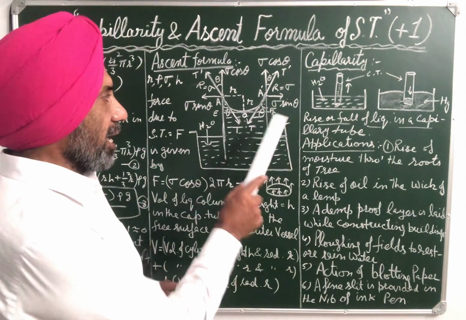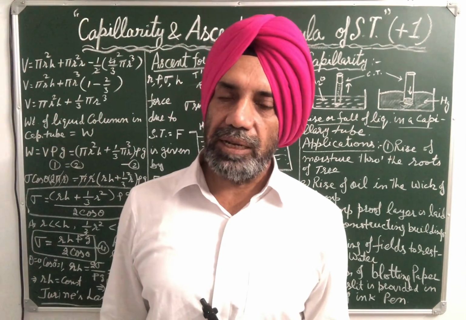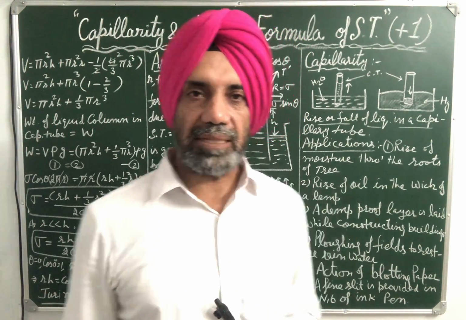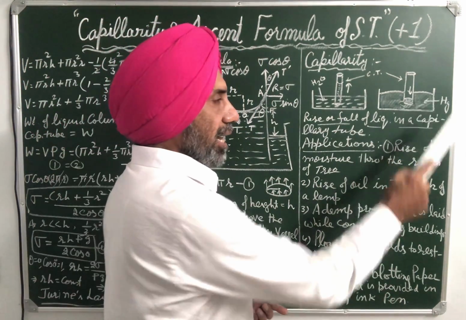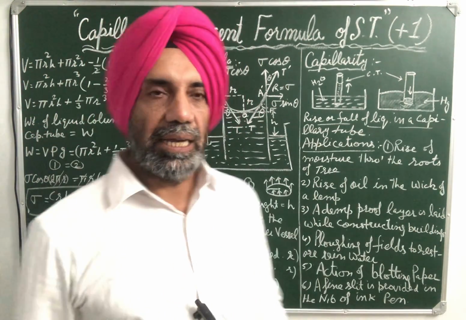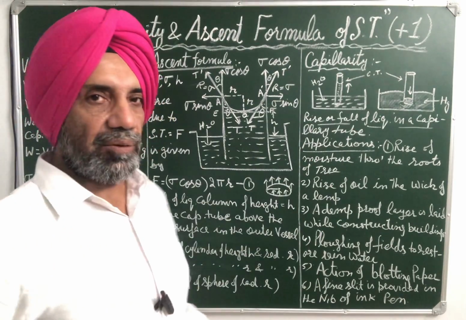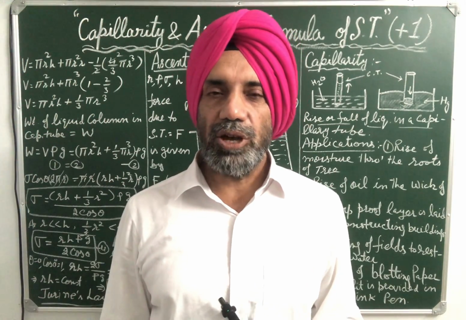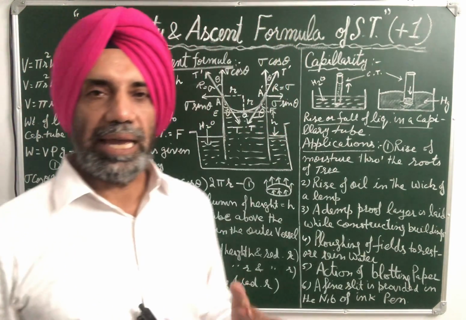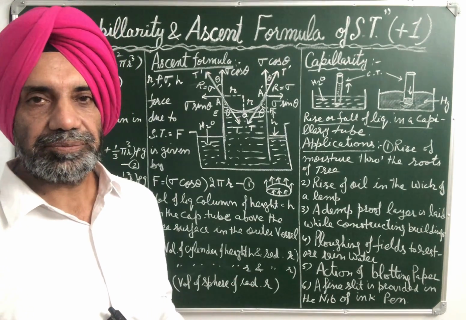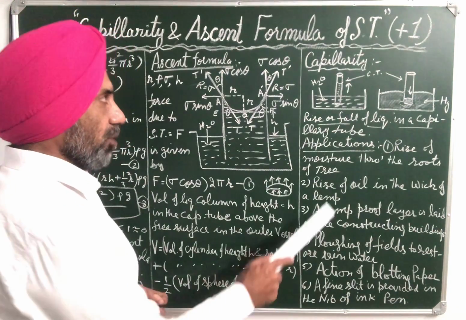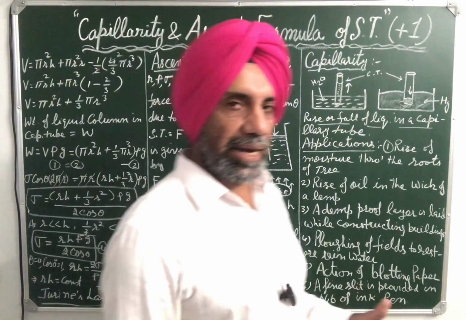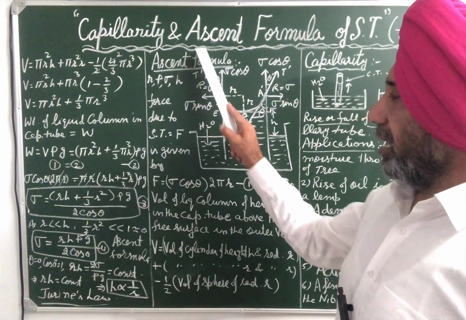which wet the surface of glass, and greater than 90 degree for liquid which do not wet the surface of glass, like mercury. In case of mercury and glass, the angle of contact is 140 degree. In case of water and glass, the angle of contact is 8 degree. In case of pure water and pure glass, the angle of contact is nearly 0 degree. So this is all about capillary action, capillarity, and the very important Ascent formula.